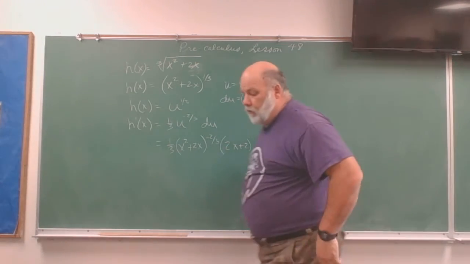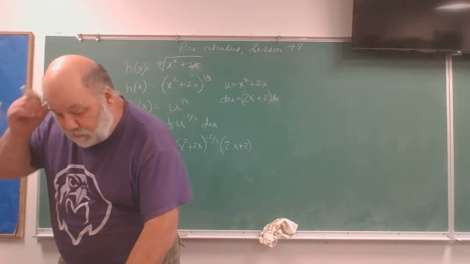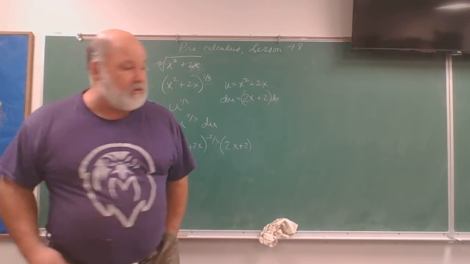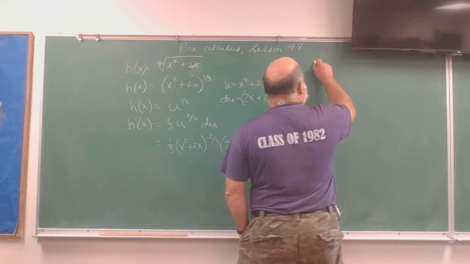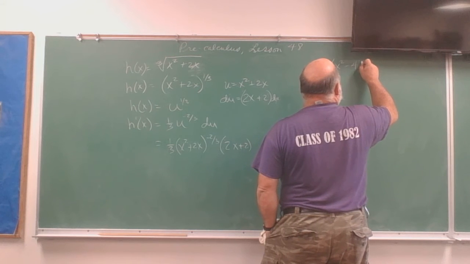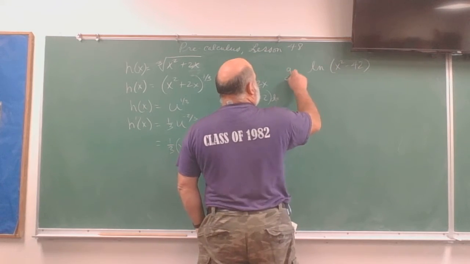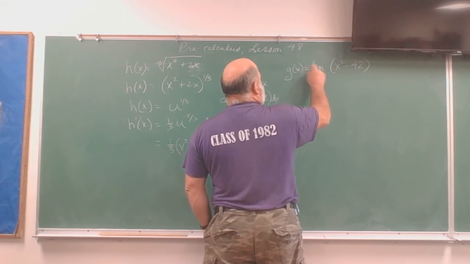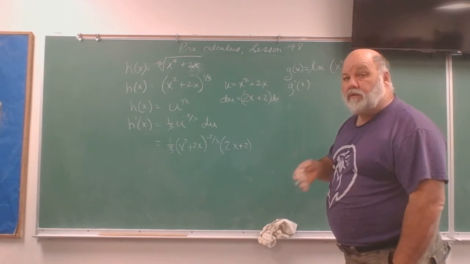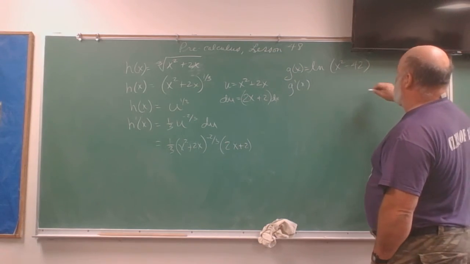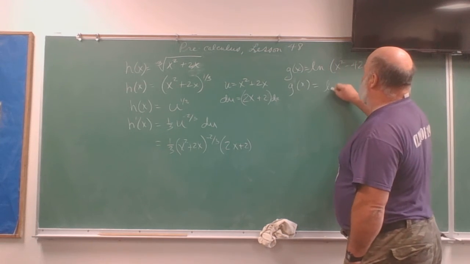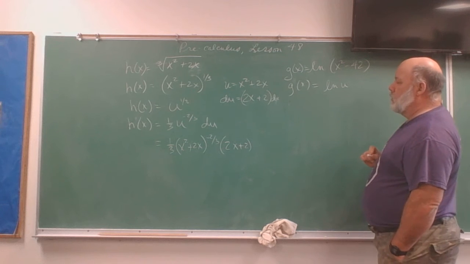I don't know if we'll go through all of these, but we'll get through a bunch of them. Next one says natural logarithm of x squared minus 42. And that was g of x. They want g prime of x. They want the derivative, not the differential. So that means we're going to have to get rid of any dx's on the end. So this is the natural logarithm of u.